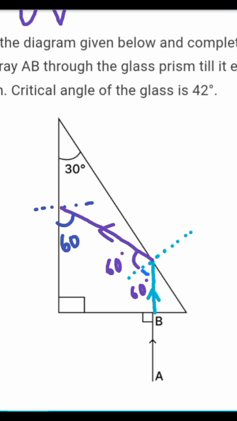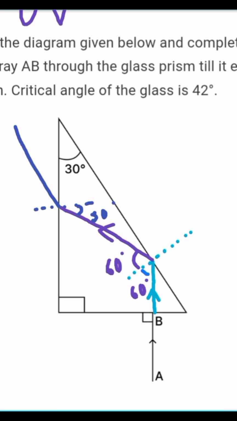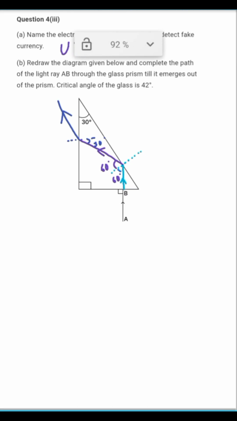So if this angle is 60 degree, the angle of incidence on that surface will be 30 degree, and since the critical angle is 42, the given angle is less than the critical angle, so it can easily get refracted, so it will refract and come out of the prism. I guess it is clear. It is very easy. You just have to remember the rules which you have to follow while making the ray diagram, and that's it. So I hope you have understood the session.